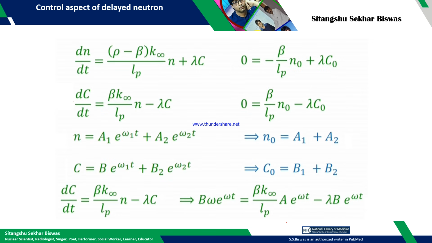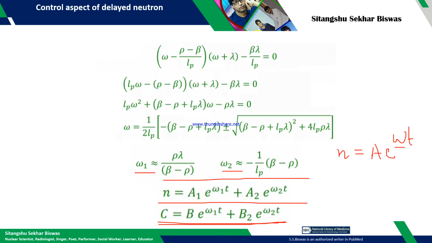Okay. Now here one more thing you should remember, as I told, this lambda is a smaller quantity. So as it is multiplied, the amplitude of omega 1 will be much lesser than the amplitude of omega 2. Okay.